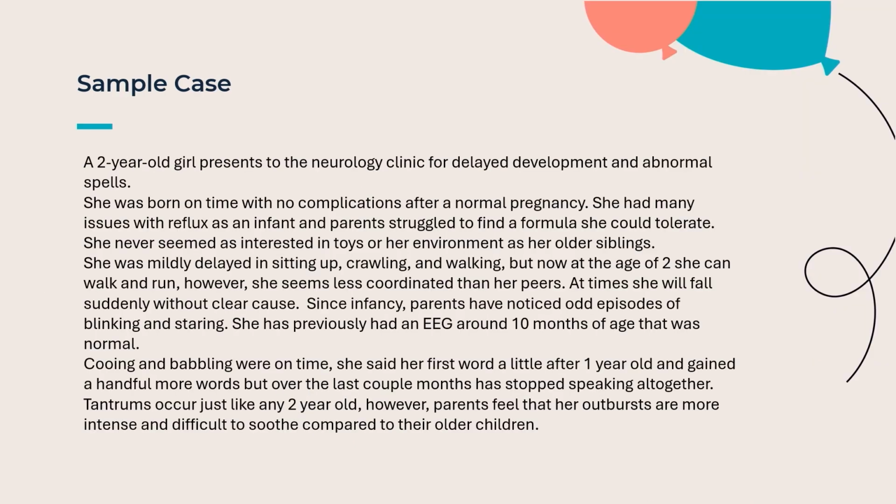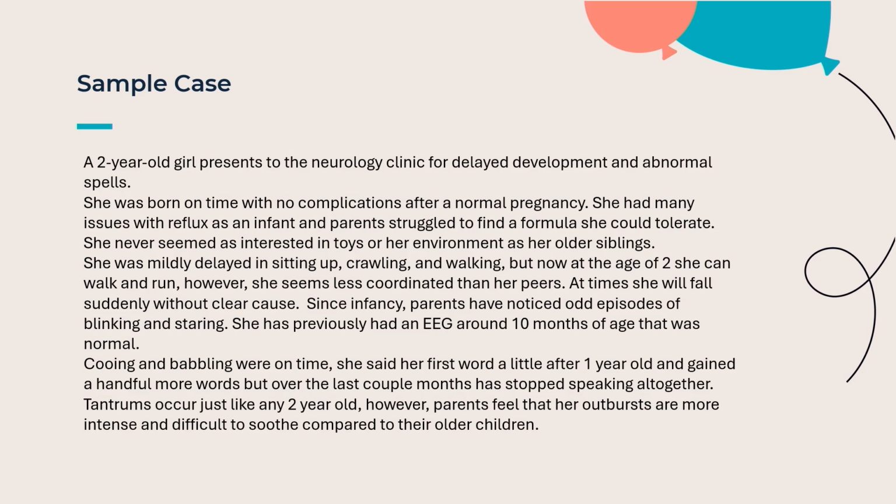I am going to set the stage with a sample case. A 2-year-old girl presents to the neurology clinic for delayed development and abnormal spells. She was born on time with no complications after a normal pregnancy. She had many issues with reflux as an infant, and parents struggled to find a formula she could tolerate. She never seemed as interested in toys or her environment as her older siblings. She was mildly delayed in sitting up, crawling, and walking, but now at the age of 2, she can walk and run. However, she seems less coordinated than her peers. At times, she will fall suddenly without clear cause.